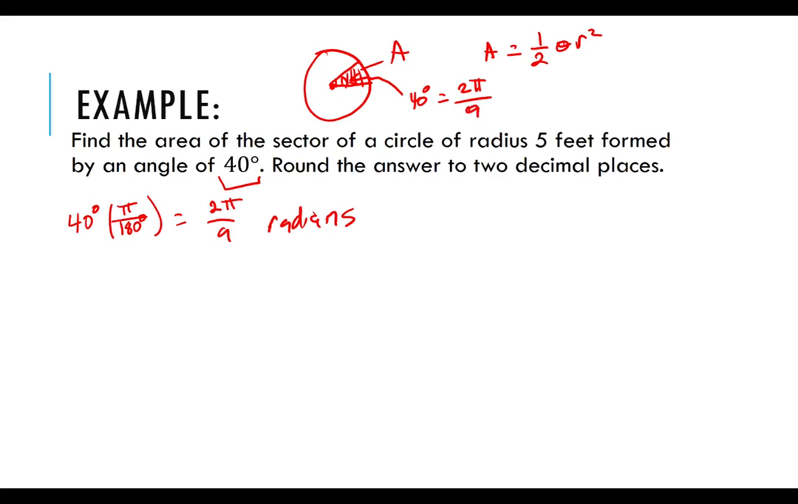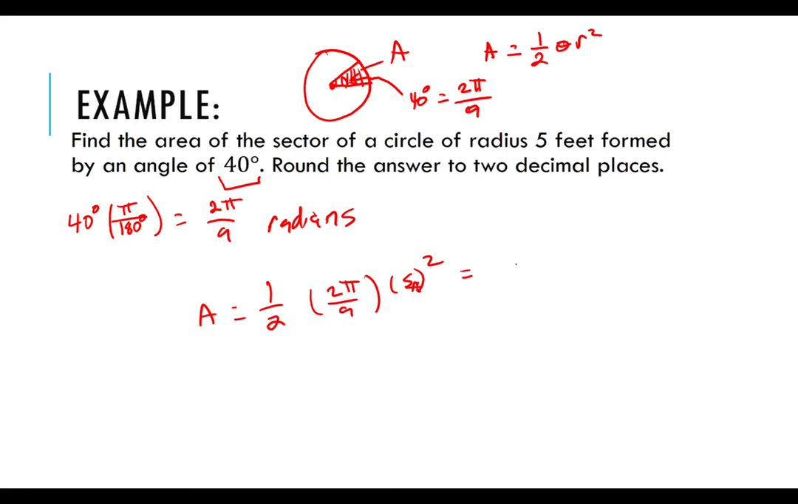Well, then the area of our sector is 1/2 theta r squared, where r is just the radius. This is great. The area of this sector is going to be 1/2 of 2 pi ninths times 5 squared. Now, if they asked for it in a different unit than feet, we might have to convert it, but we're fine here. 5 feet, that's going to get our units right.